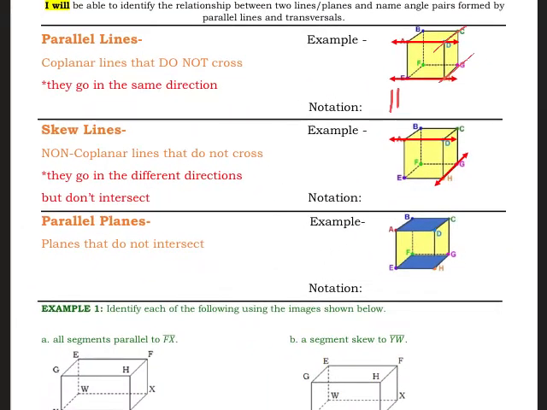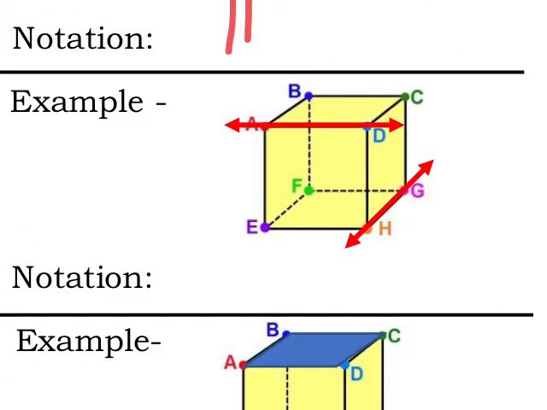All right, the next ones are skew lines. These are the ones that some students have a hard time understanding. But what they're doing is they're going in different directions, but they're not intersecting, okay? So for instance here, A to D and D to C are going in different directions, but they would intersect, they would touch. We don't want them touching.